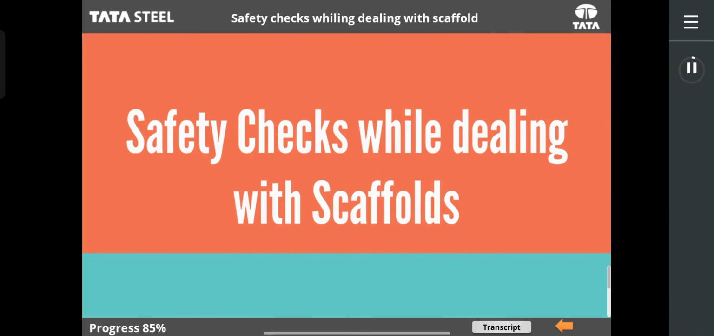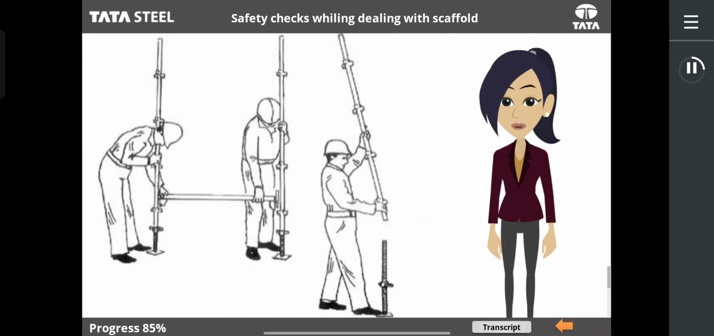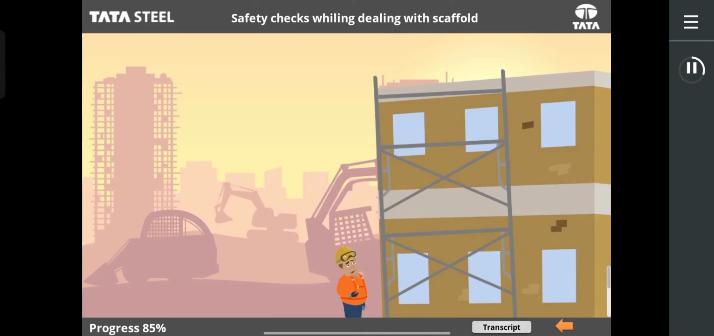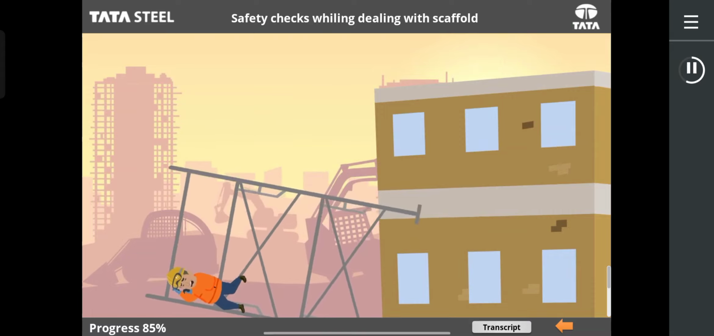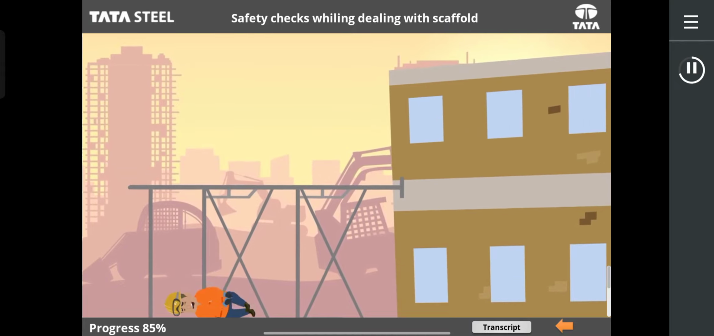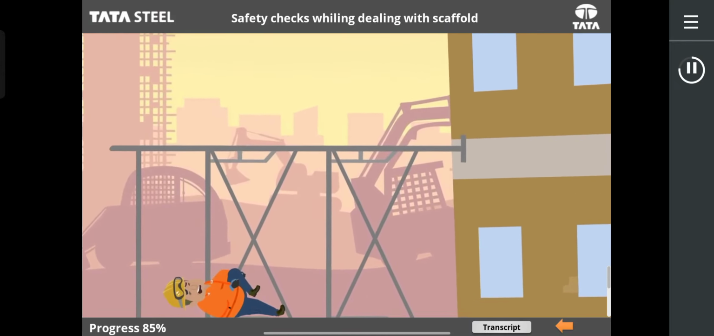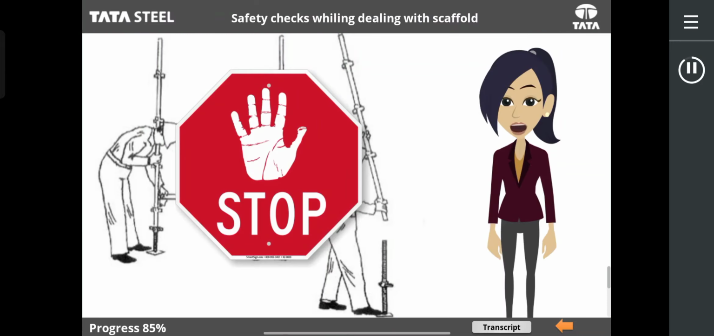Safety checks while dealing with scaffolds. Raghav was not trained in erecting and dismantling scaffolds, but he was asked to dismantle the scaffold. As he was dismantling, the scaffold fell because of the detachment of the angle bracket and Raghav fell to his death. Let us look at some scenarios which are common scenes of dangerous falls. We will also see some remedial actions to prevent falls.